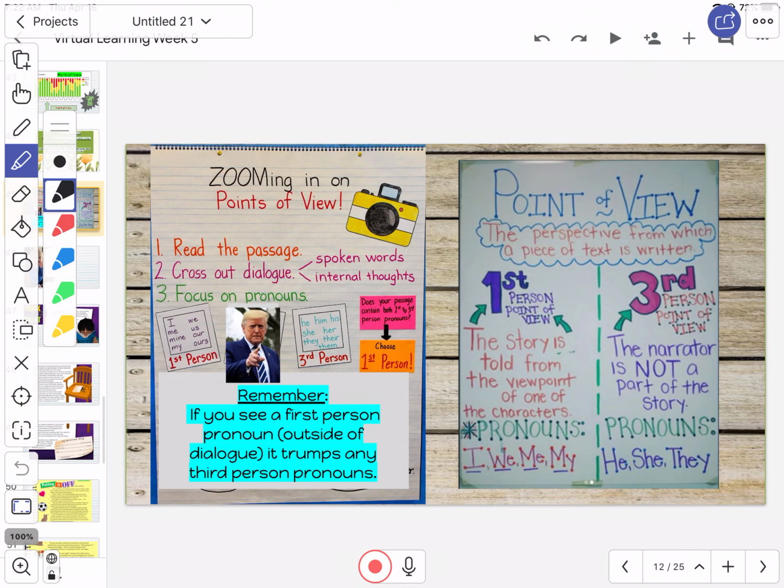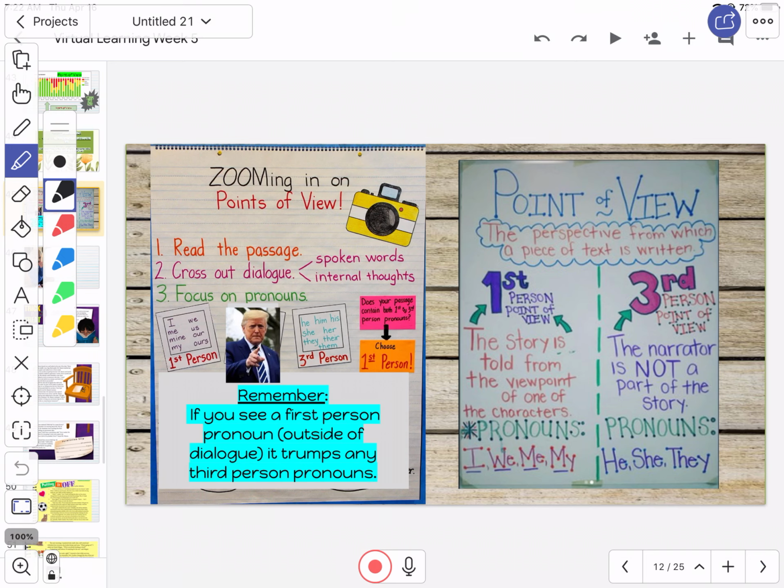Like I said, remember, and I added this from our anchor chart yesterday. I got a picture of Trump down there. Because remember, our biggest tip on point of view is that if you see a first person pronoun outside of dialogue, it trumps any third person pronouns.